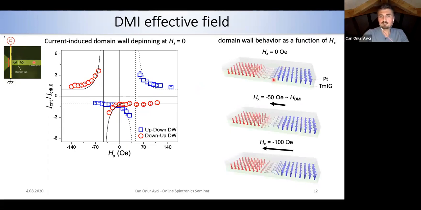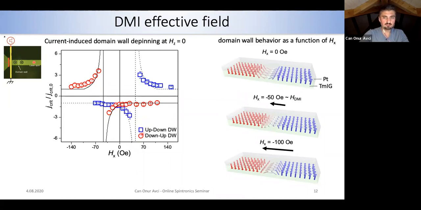If you have a Néel type of domain wall at remanence, at zero field, and you apply a field anti-parallel to the magnetic, so the spin orientation of the domain wall, then you can rotate this domain wall into a Bloch type. And if you apply a field even stronger, then you can change the chirality of the domain wall. So this data shows me exactly this, basically.